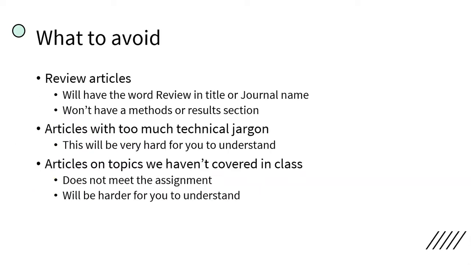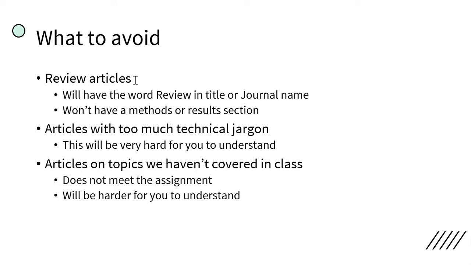Now, what are you going to avoid? There's going to be other types of articles in there other than a research paper, a peer-reviewed research paper. Most common one you're going to find is called a review article. Now you're going to know it's a review article because it's going to have the word review in the title or even the journal name. Okay, so the journal might be like Psychology Reviews. You don't want that, okay? Because a review article, what it does is it's kind of like a mini textbook where it summarizes previous research for you. Well, that's fine.